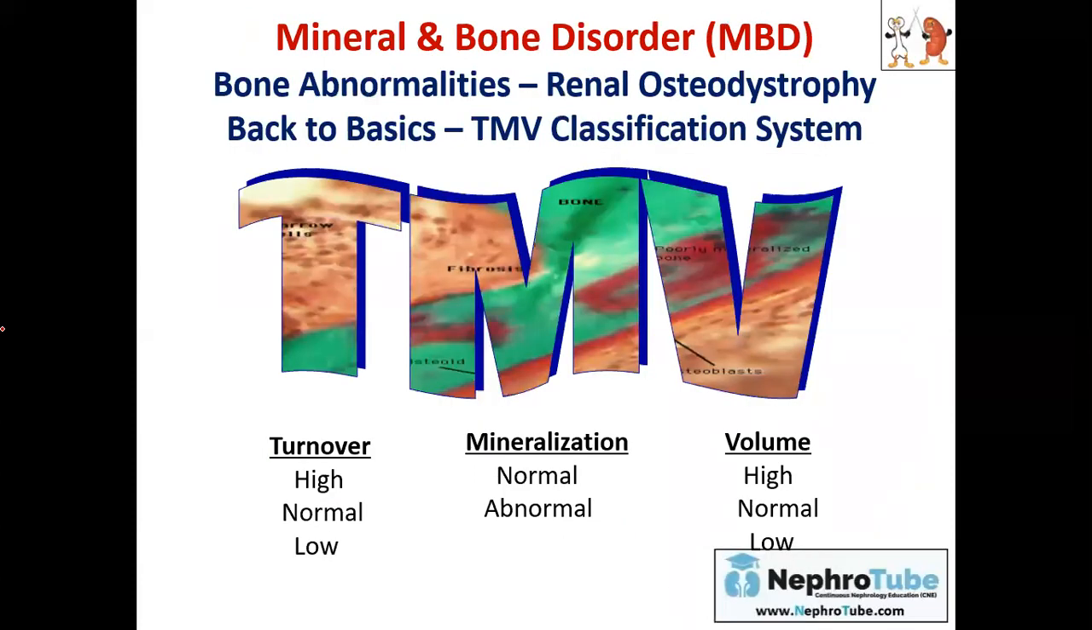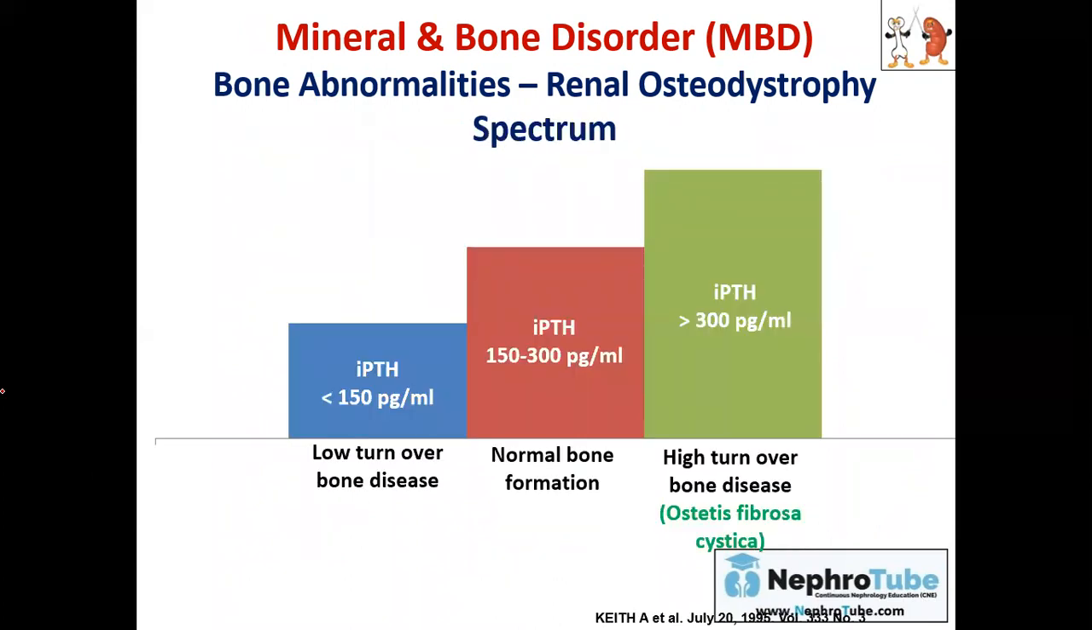We all know the classic classification of the bone depends on the turnover of the bone, mineralization of the bone, and volume of the bone. According to the turnover of the bone, the abnormalities of the bone are classified into normal turnover, high turnover, or low turnover. The turnover is defined as the balance between the activity of the osteoclast and osteoblast in the bone. In CKD patients, you may find normal bone formation, low turnover bone disease, or high turnover bone disease.